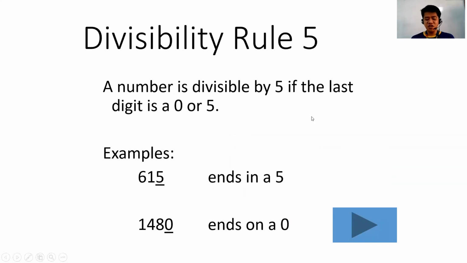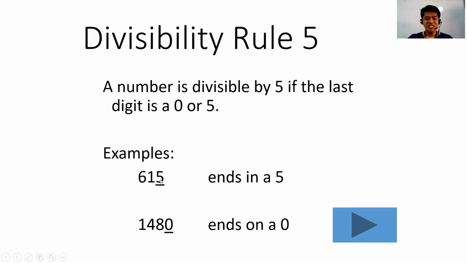Now, this is one of the very easiest divisibility rules, which is divisibility rule number 5. Because when we say a number is divisible by 5, kapag ang last digit niya ay 0 or 5, babantayan lamang natin kung ang last digit niya ay 0 or 5. Kapag 0 ito, it is divisible by 5. Kapag 5 naman ito, it is divisible by 5. Is that clear? Okay, madali lang.